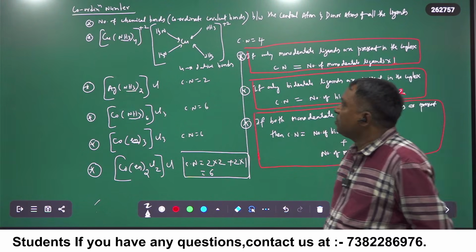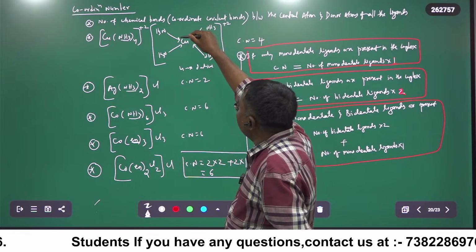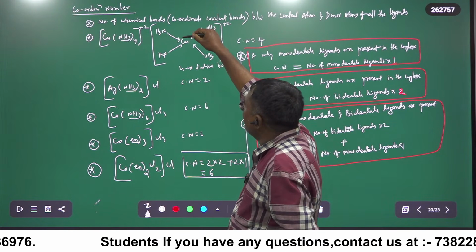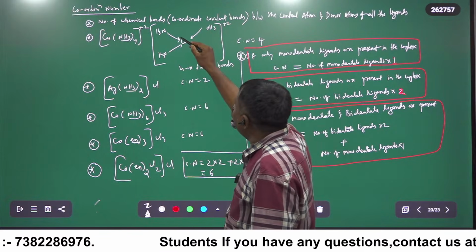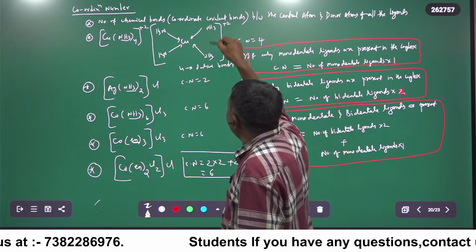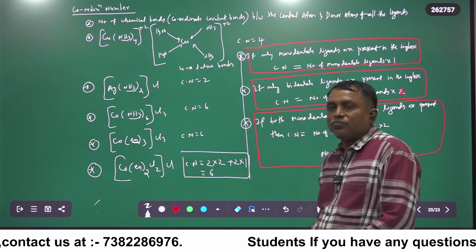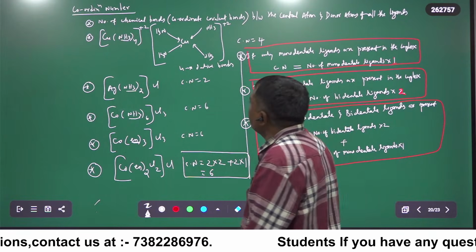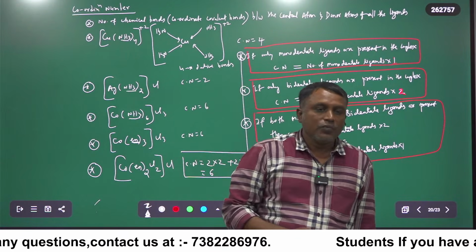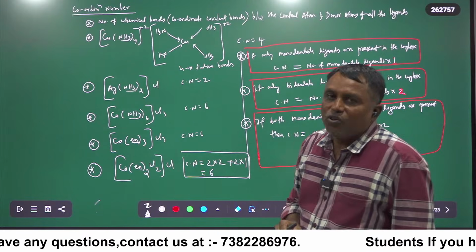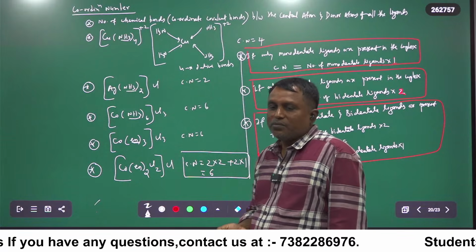Coordination number means this is the central atom. Okay. So coordination number means number of chemical bonds between the central atom and donor atoms of all the ligands in the coordination sphere.